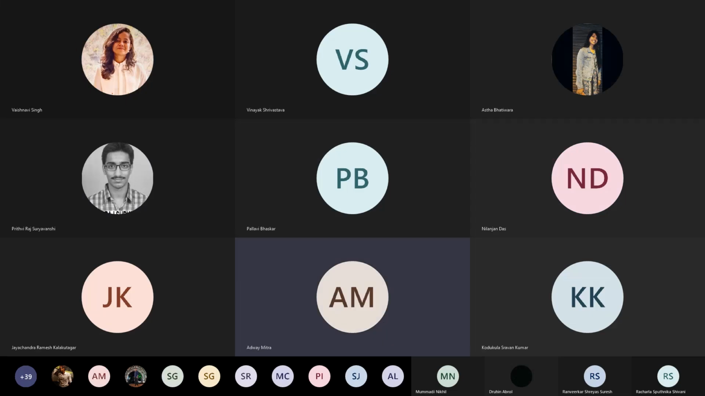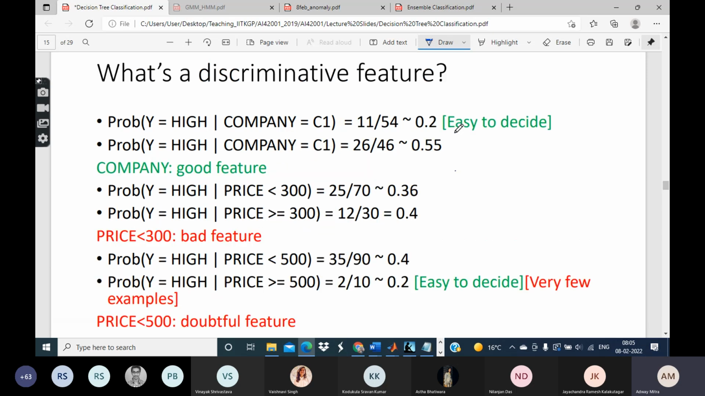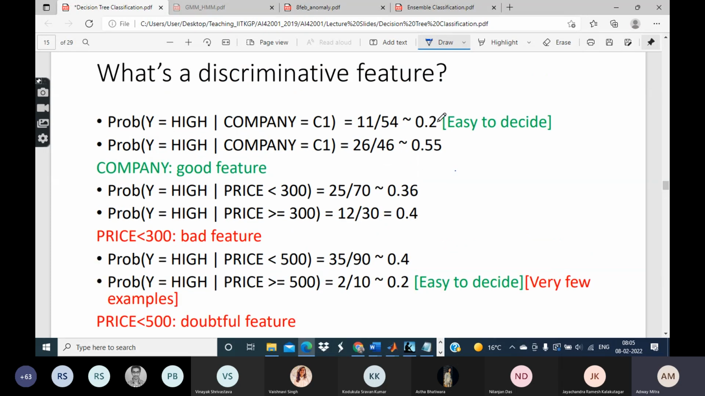So to resume the discussion we were having yesterday, we were talking about how to evaluate different features in some kind of classification problem, and see which features are useful or discriminative and which features are not. We discussed this example in detail yesterday.